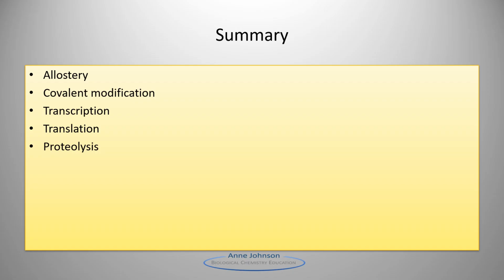In this video series, we discuss the many different ways that enzyme activity can be up or down regulated in a cell. This included positive and negative allosteric regulation, covalent modifications such as phosphorylation, regulation of transcription and translation, and proteolysis.